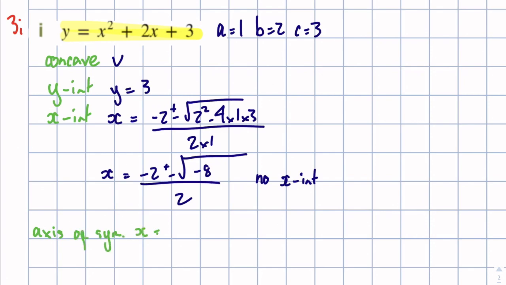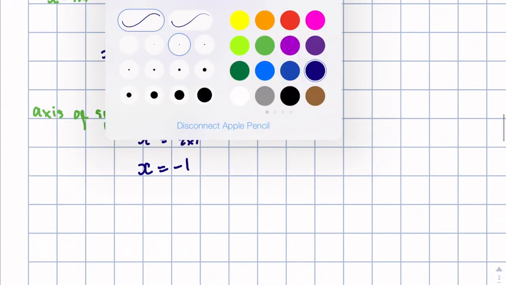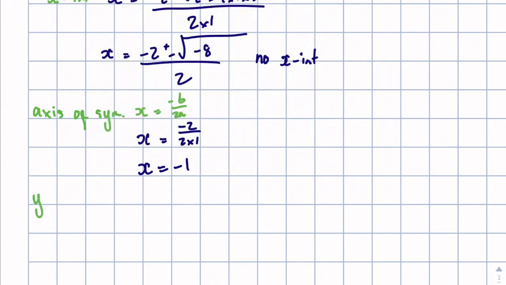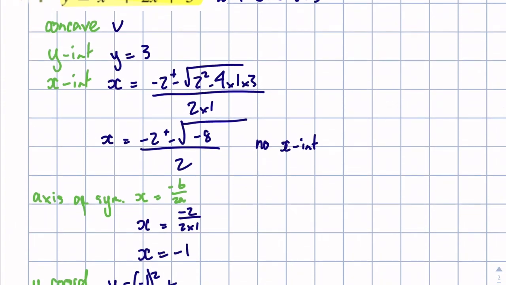Okay, next step is axis of symmetry, which is x equals negative b over 2a. I write it every time because I'm still having trouble remembering that. So x equals negative 2 over 2 times 1, so x is going to come out as negative 1. Okay, and the y-coordinate of the turning point, don't forget we just sub in that value for x, so we've got y equals negative 1 squared plus 2 times negative 1 plus 3. Negative 1 squared is 1, take 2, negative 1 plus 3, y equals 2.